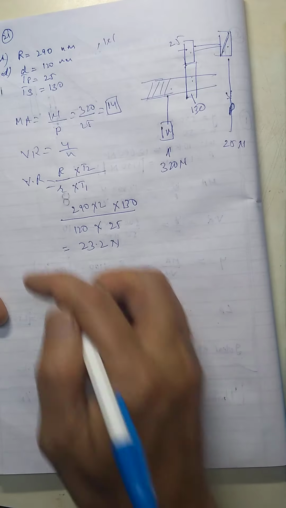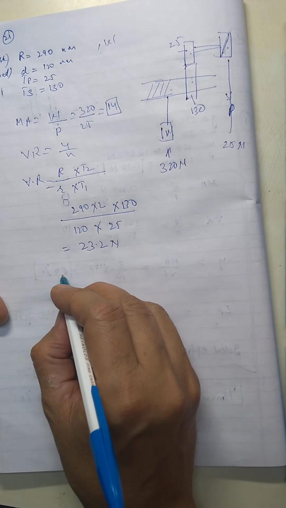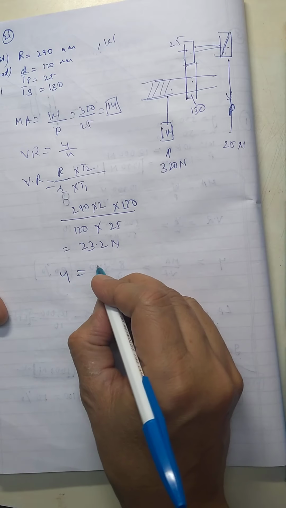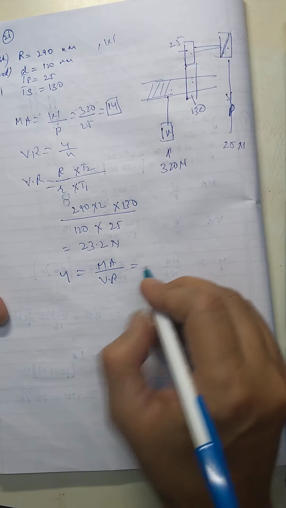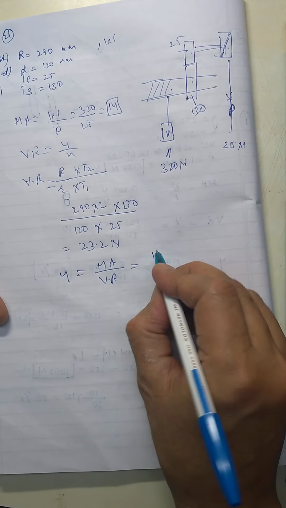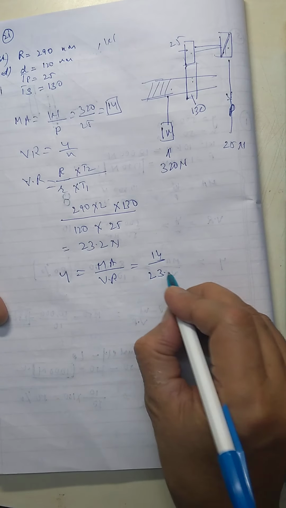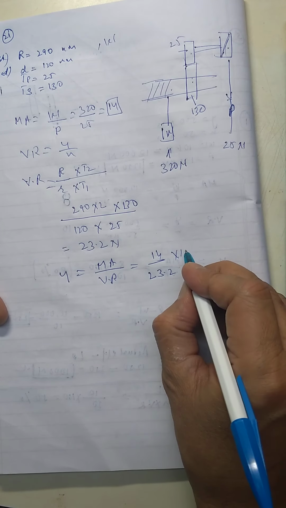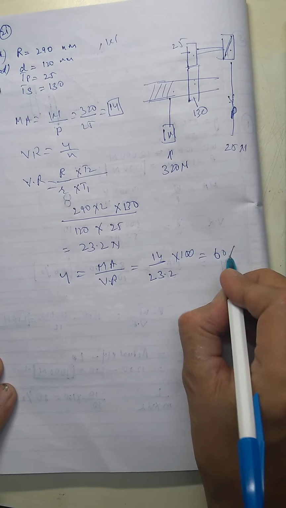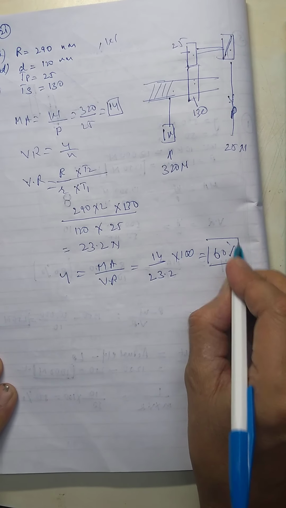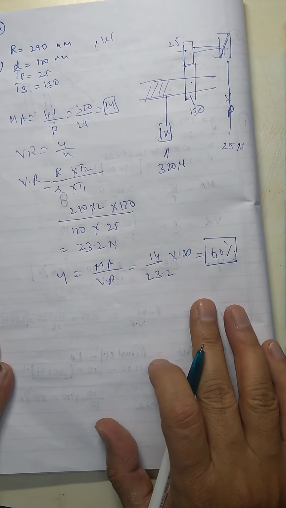Then we have to calculate the efficiency, which is equal to mechanical advantage upon velocity ratio, into 100. The mechanical advantage you have calculated is 14 and the velocity ratio you have calculated is 23.2. So efficiency comes to be 60%. Okay, so this is the numerical.